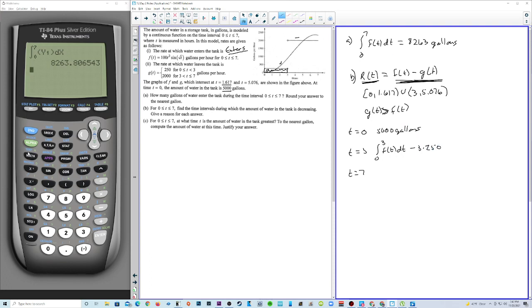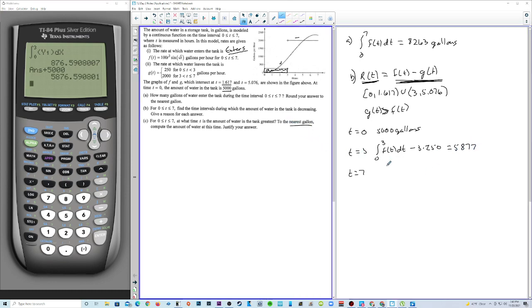So let's calculate that. We're going to go math number 9. We're going from 0 to 3 of f of t, or y1. So variables, y1, with respect to x. But we have to add in the 5,000. So we'll add 5,000. So 5,876. 5,877 if we're rounding. It says to the nearest gallon.